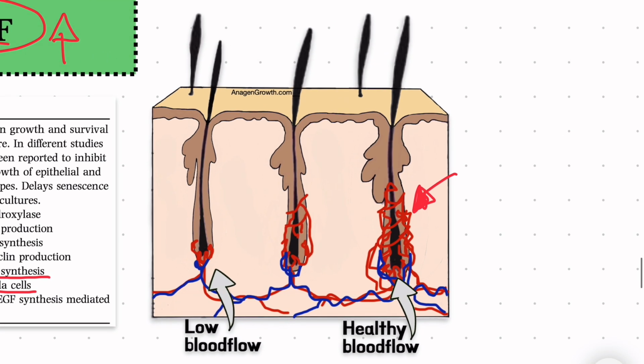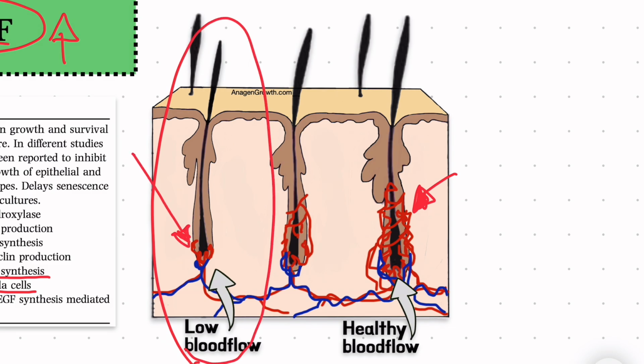So consider this for a minute. Suppose you have this follicular unit with a very weak microvascular supply.